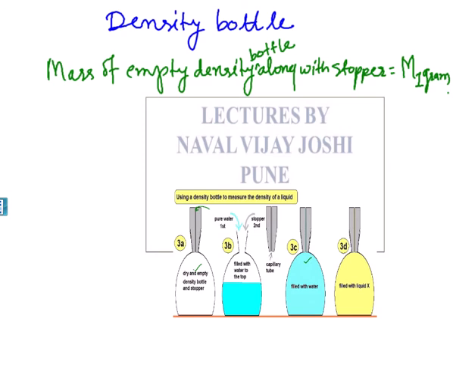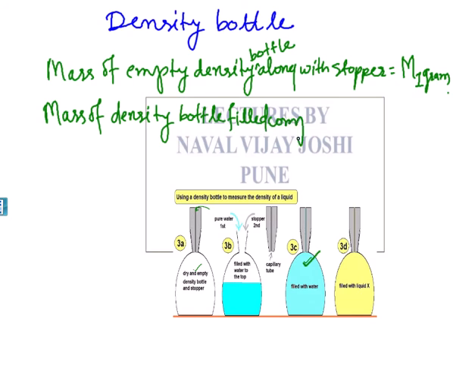Then, as I told you, it is filled completely with water, as shown in this diagram. So, the mass of the density bottle filled completely with water is equal to, say, m2 gram.